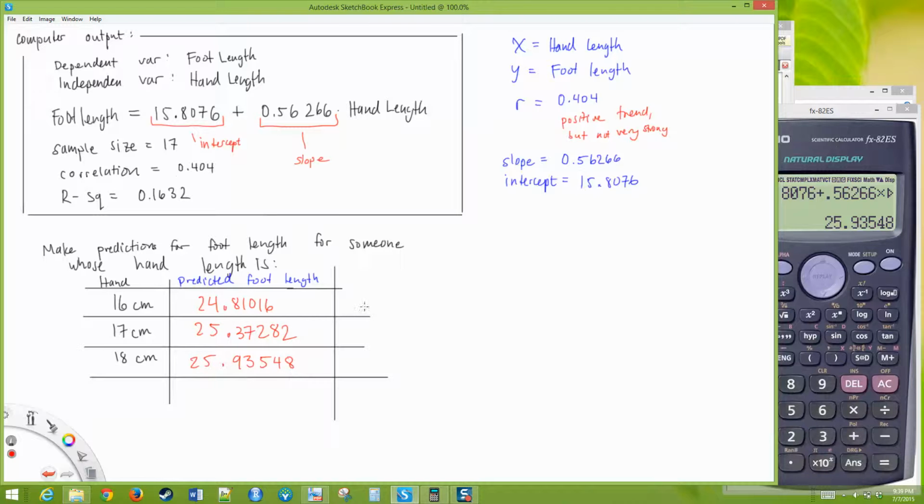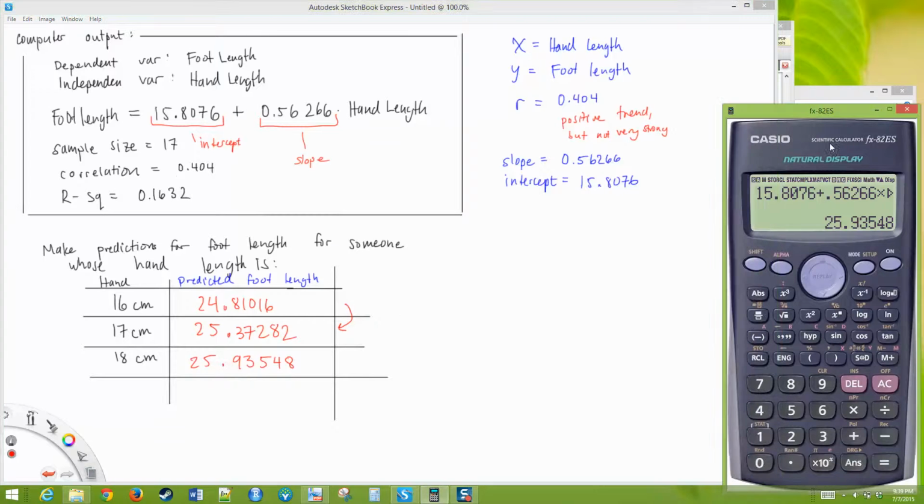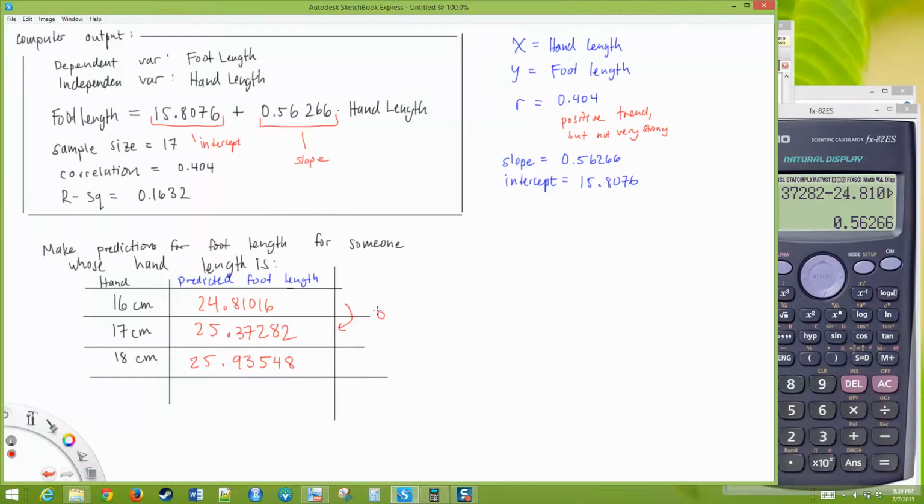Okay, so here's a question. How much did this go up by? To go from 16 to 17 centimeters, how much was the change? Well, I can do 25.37282 minus 24.81016. And what do I have? I see that to go from here to here, I just added 0.56266. Can you guys see that?